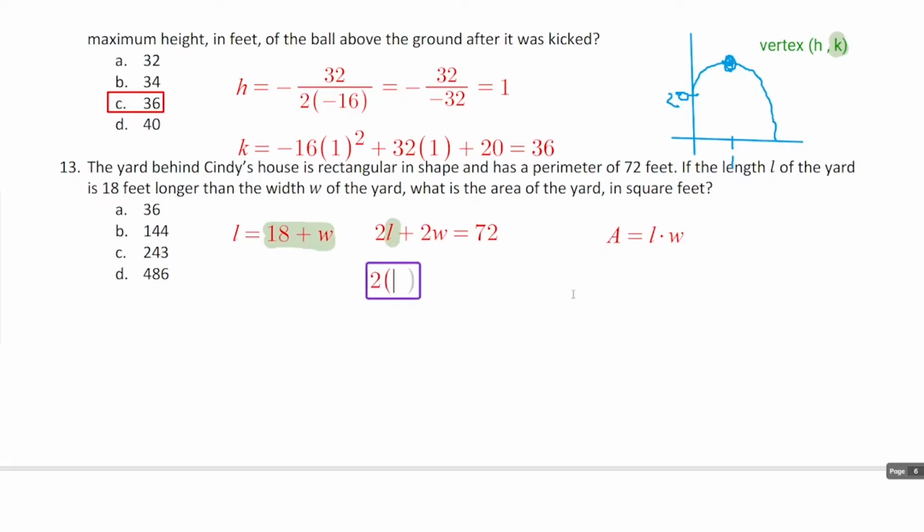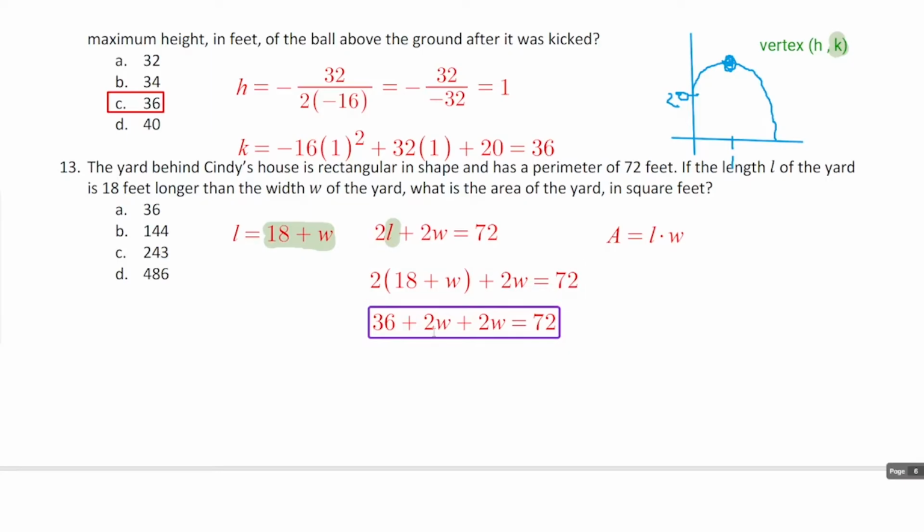So I get 2 times 18 plus W plus 2W equals 72. To solve this, I need to distribute the 2. 2 times 18 is 36. So 36 plus 2W plus another 2W is 72. 2W plus 2W is 4W.